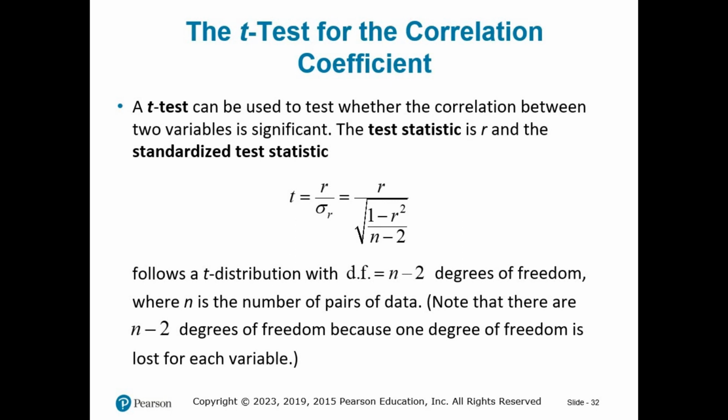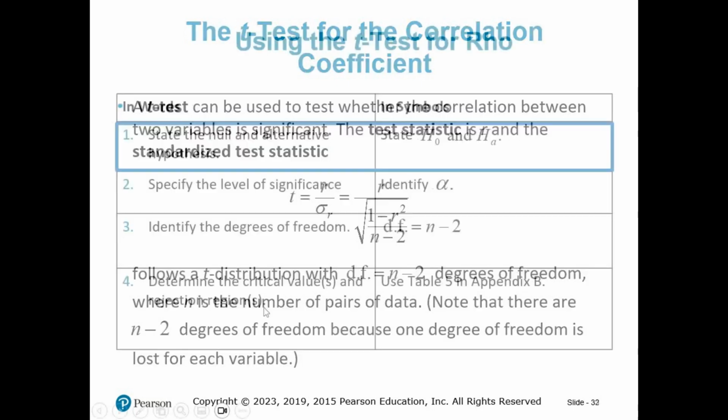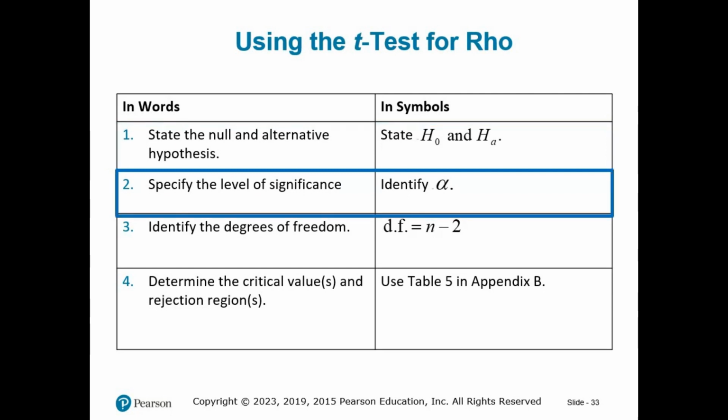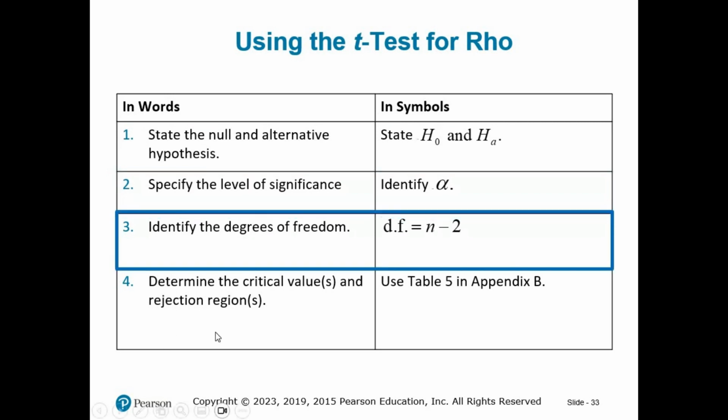So let's talk about the steps in words and symbols. We're getting good at these now, right? So first step for using the t-test for rho, we want to state the null and alternative hypothesis. Remember our rules for which is which according to the claim and which is the complement. Next, specify the level of significance and identify alpha. After that, identify the degrees of freedom, and remember you're dealing with 2 this time, so N minus 2.